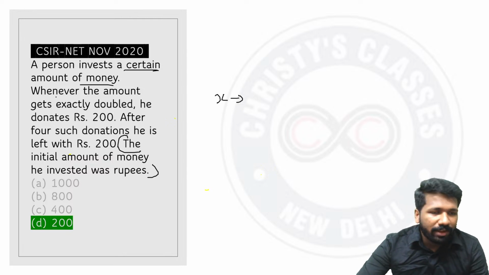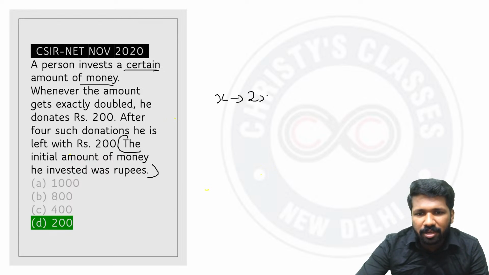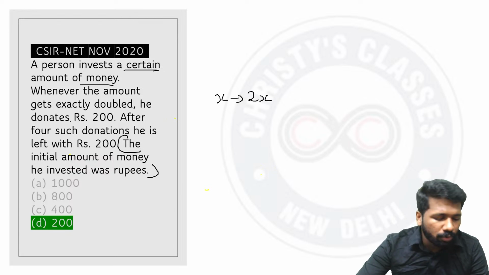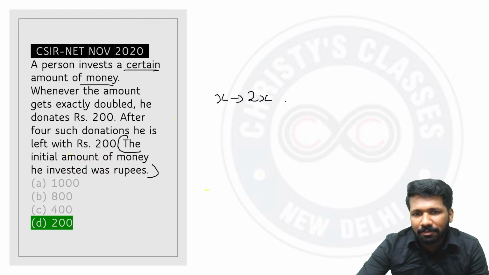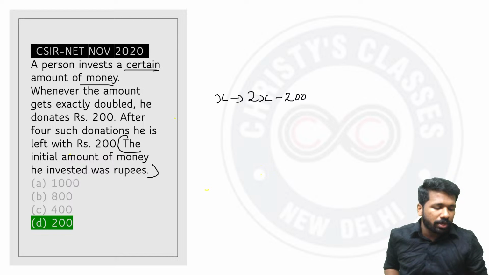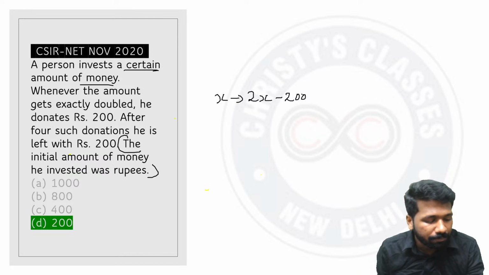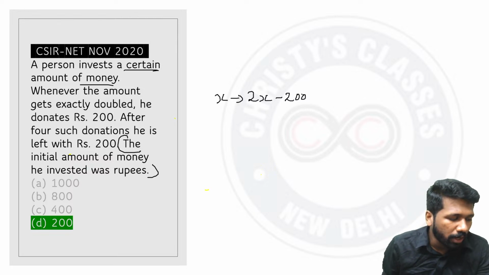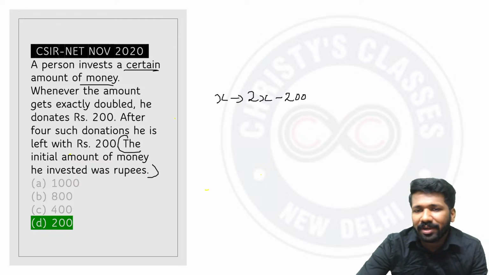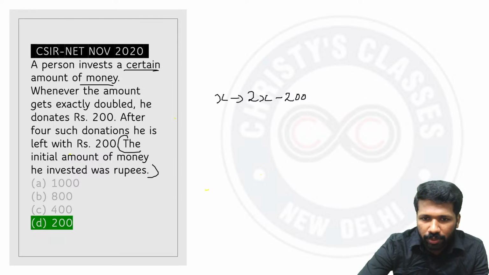Now, whenever the amount gets doubled, that means when x is doubled, x becomes 2x. Then he donates 200 rupees. That means from the money he has, he will reduce 200 rupees. Donates 200 means that 200 is no more available for him. That means 200 reduced will be the amount of money he has now. That is the first process, or first donation.